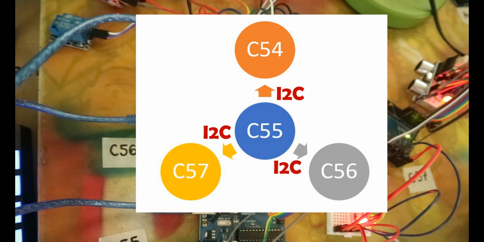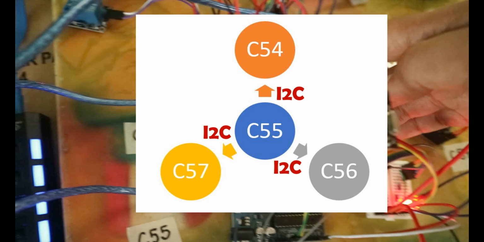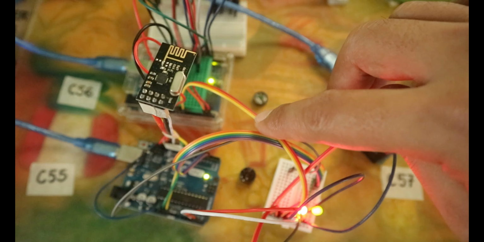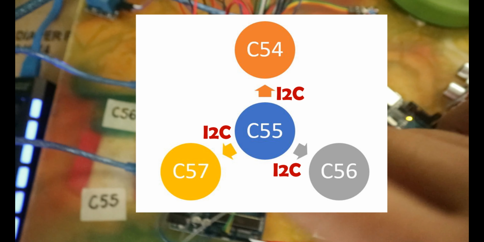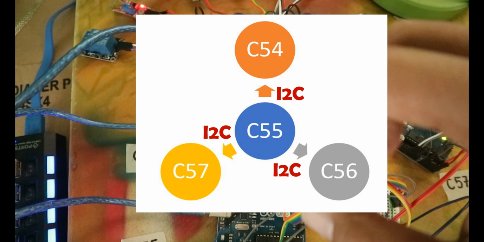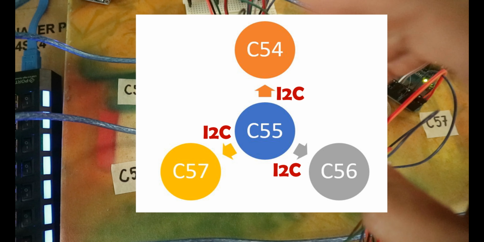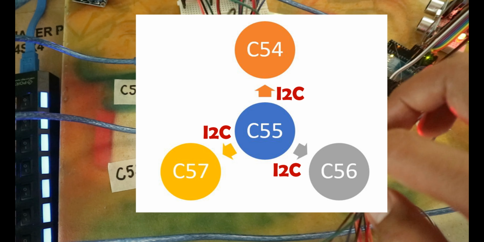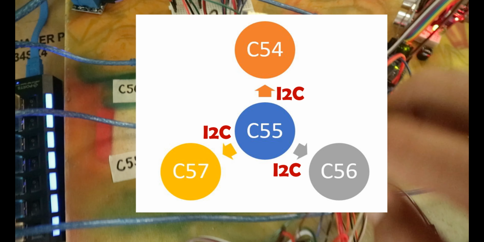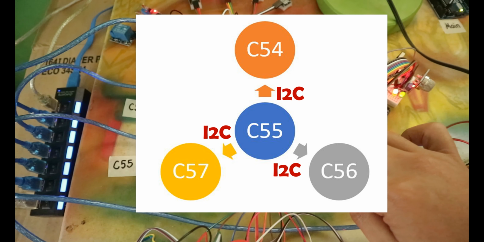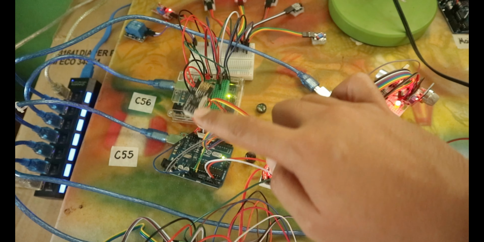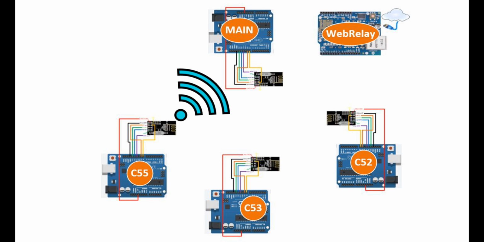The three components are interconnected through I2C bus, two-wire as data and clock, and ground. Component 55 monitors the signal by asking each of the components for their respective status. Signals from components 54, 56, and 57, acting as slaves, are received by component 55, acting as the master. Component 55 then relays the signal to the main component wirelessly through the nRF24L01 module.